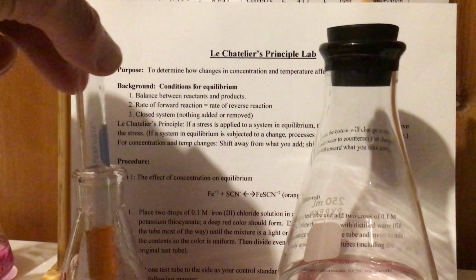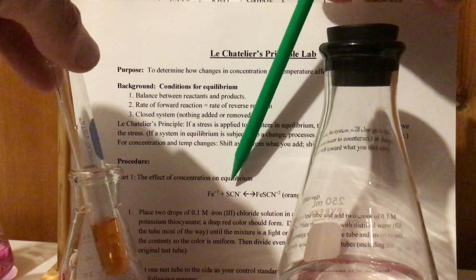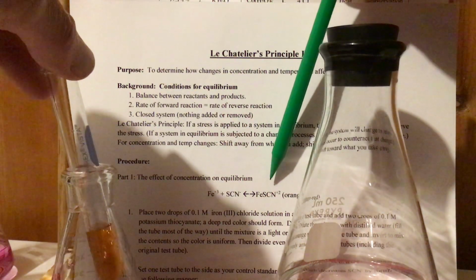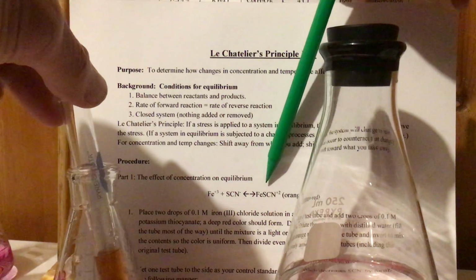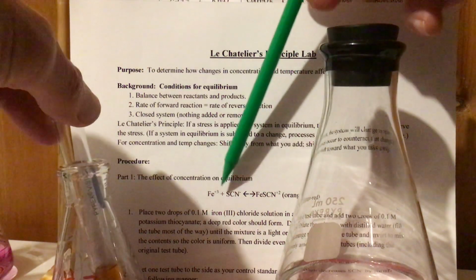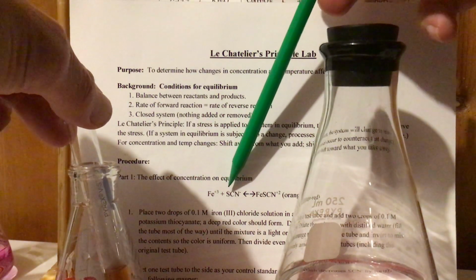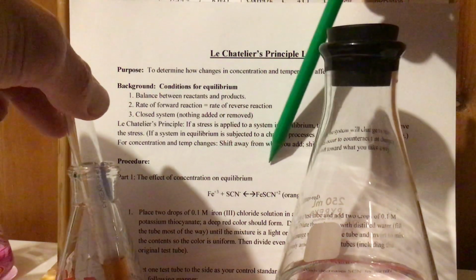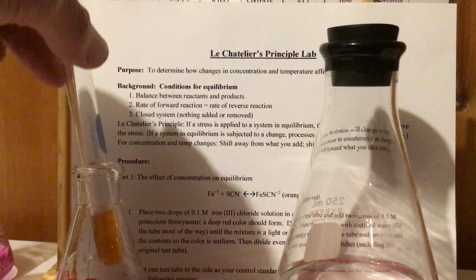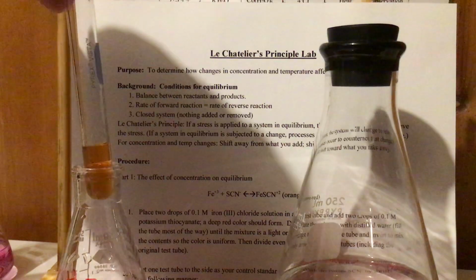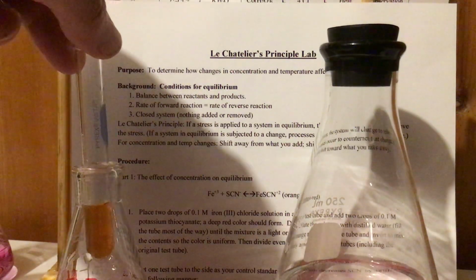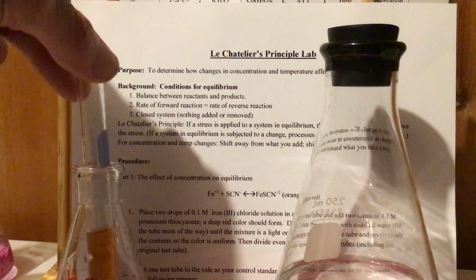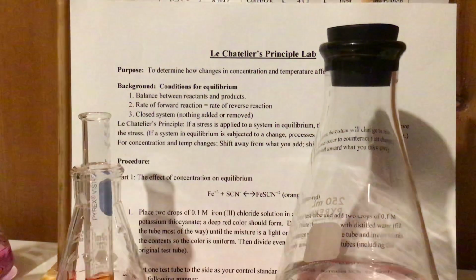Fe+3 and SCN- are combining to form FeSCN+2, making it more red, but the FeSCN+2 is splitting up, forming Fe+3 and SCN-, which makes it less red. So the forward and reverse reactions are going at the same rate, which makes the color stay constant. Part of it is making it turn more red, part of it is making it turn less red, so it's staying the same.